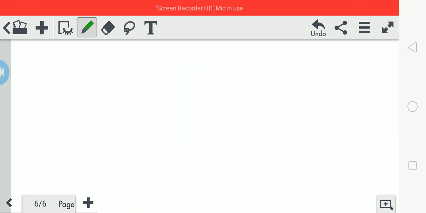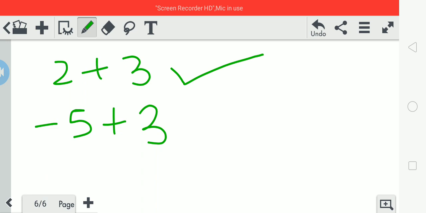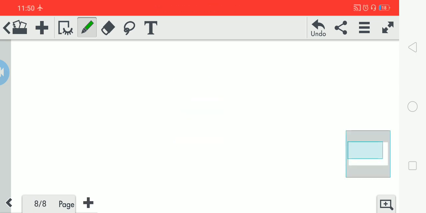We saw two kinds of examples. The first example, in which both numbers were positive, was 2 plus 3. The second example was minus 3 plus 2 and minus 5 plus 3, in which one number is negative and one number is positive. So just remember, when the plus sign comes, go to the right side. When the minus sign comes, go to the left side. Get it clear?